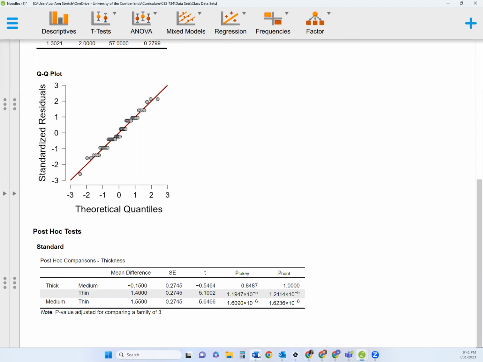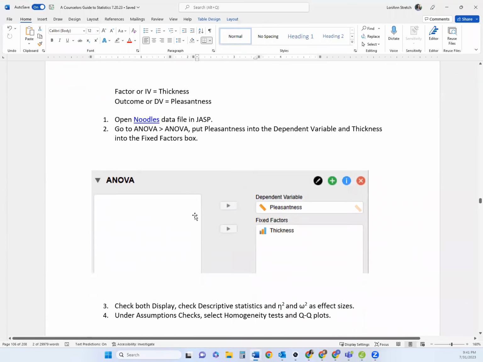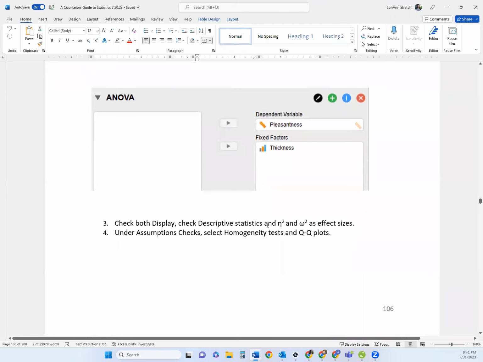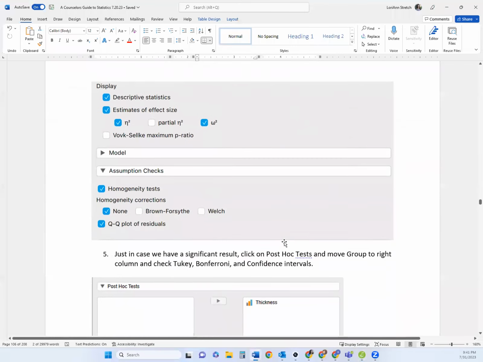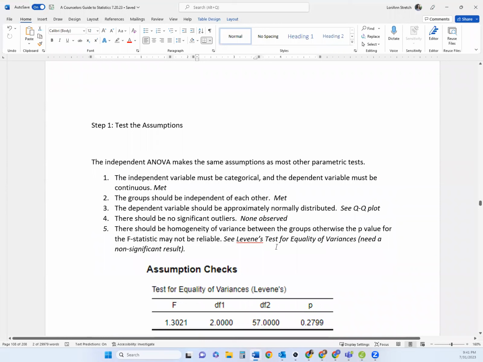So let's look at the write-up. Okay, so one-way ANOVA, and let's go through this. So I walked you through how I divided this up. I also did the descriptive statistics, checked our homogeneity. So these are all the steps that I took. All right, so now let's look at our assumptions.